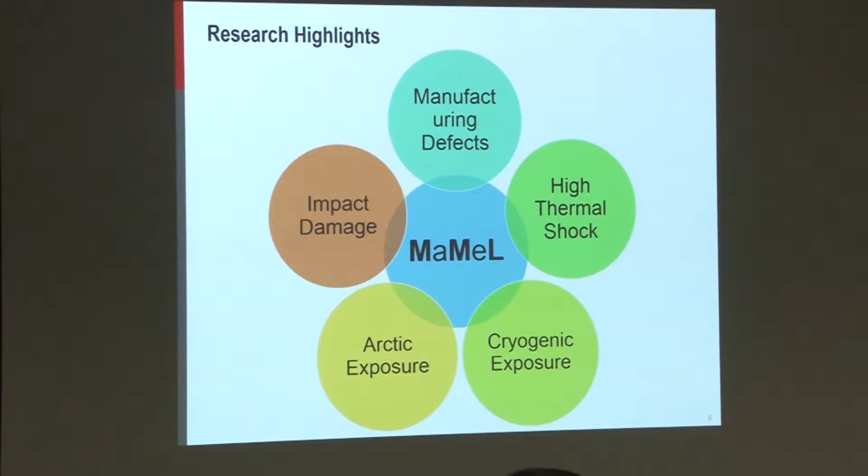Now, I would like to highlight a few research activities that are ongoing within my research group, and I like to divide that into different conditions that can act on these composites. A few are manufacturing defects, high thermal shock, cryogenic exposure, Arctic, and impact damage. These are some of the extreme conditions that can occur in composite materials.